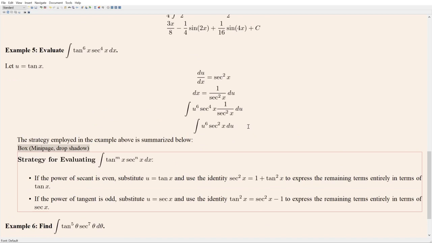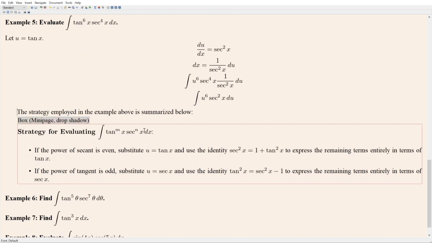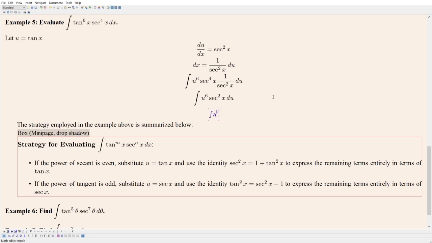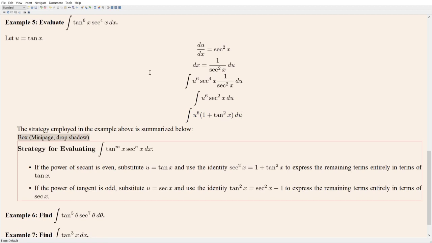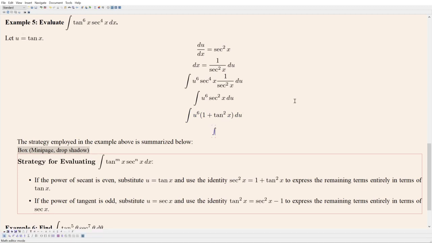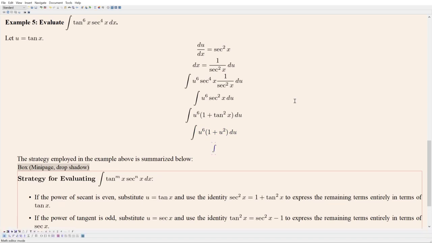But we are not in a position to integrate yet because we still have x's. We need to get rid of those x's somehow. So next, use the identity secant squared is equal to 1 plus tangent squared. Yeah, so that is the next step. So secant squared becomes 1 plus tangent squared. And that's good because tangent is u. So now we have obtained an integral which is entirely in terms of u. And then from this point on, it should be easy.